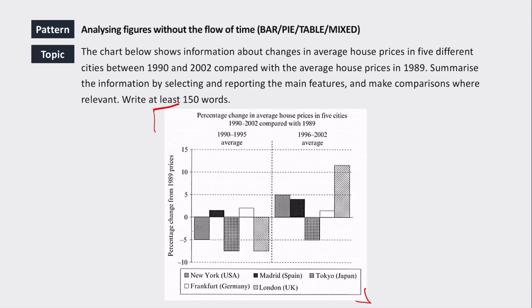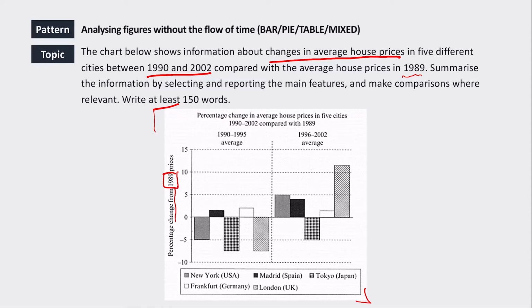The chart below shows information about changes in average house prices in 5 different cities between 1990 and 2002, compared with the average house price in 1989. Summarize the information by selecting and reporting the main features and make comparisons where relevant. Okay, so we've got the 5 cities: New York, Madrid, Tokyo, Frankfurt, London. Okay, and then we've got how much did it change compared to 1989.